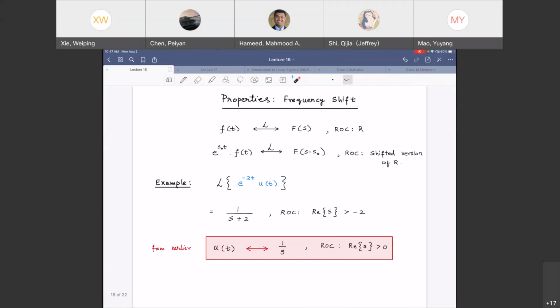All right. Next, frequency shift. So time shift is done. Now we are shifting in s, right? If there's a Laplace transform pair f of t and F of s, with region of convergence R, then when you shift in the Laplace domain, F of s minus s0, exactly like the Fourier transform, you multiply with e to the s0 t in the time domain to the function f of t. Now in this case, the region of convergence also gets shifted. You get a shifted version of the original region of convergence.